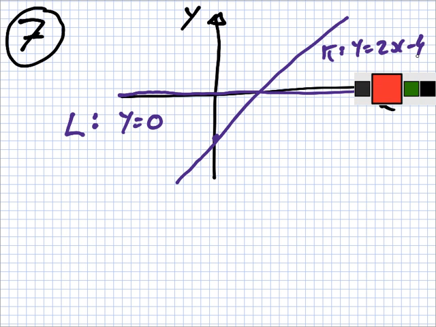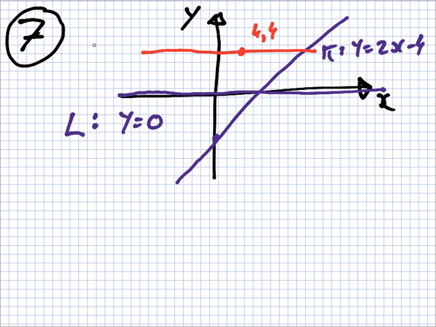Okay, well, let's say there's 4, 4. So parallel to L means it must be horizontal. So L dash is y equals 4. Find the equation of K dash, which passes through the origin and is parallel to K. If it's parallel to K, what's its slope? 2. So it'll be 2x plus c. But what's the c? 0, because it passes through the origin.